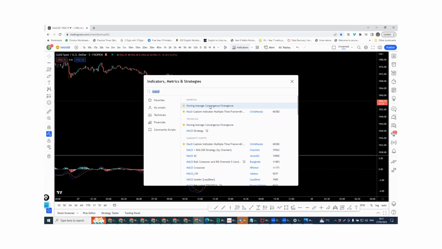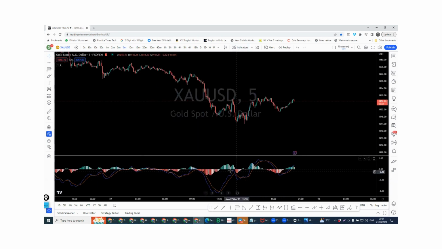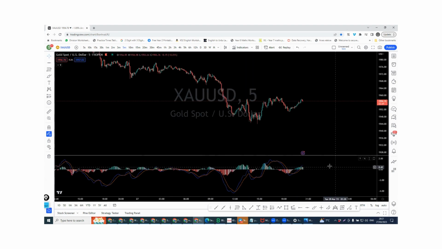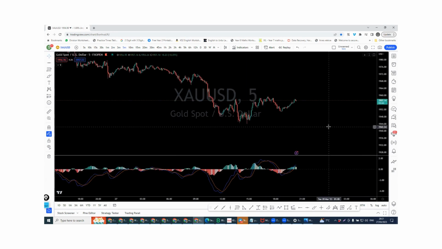So going to indicators, search for MACD, which is this one, top one here. And now we can remove this histogram if you want to, otherwise you can just leave it. Right, now we're already in 5 minutes and it's a gold chart.